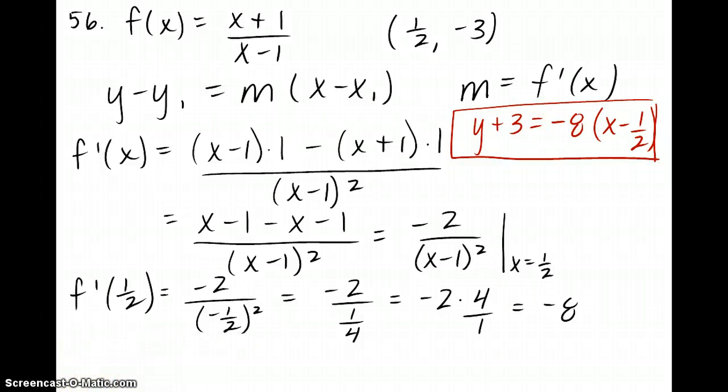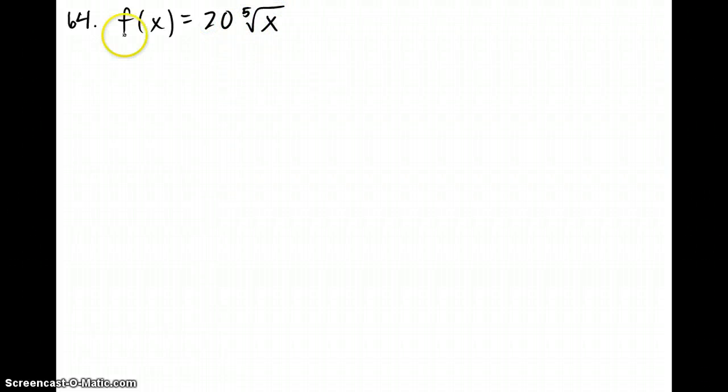Okay, number 58 was done on the first chapter 2 review problems that have already been posted. 62 has also been posted. So 64, our function is 20 times the 5th root of x, and the directions say to find the second derivative.